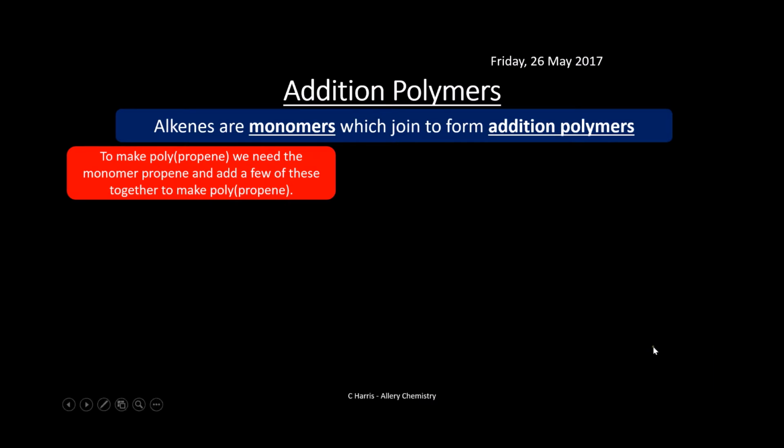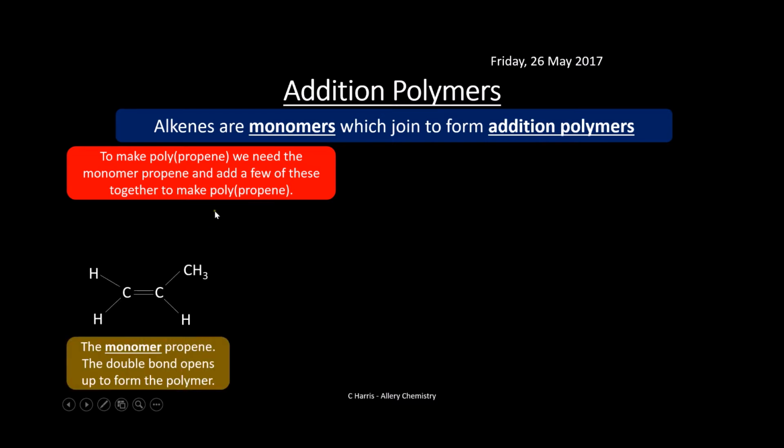Okay, so to make polypropene, we need the monomer propene, and we need to add a few of these together. So we're going to join a few of them together. This is the monomer propene, and actually what happens is this double bond will open up and it will form the polymer. So let's have a look. There it is there. You can see the double bond's been removed. We have this single bond here.